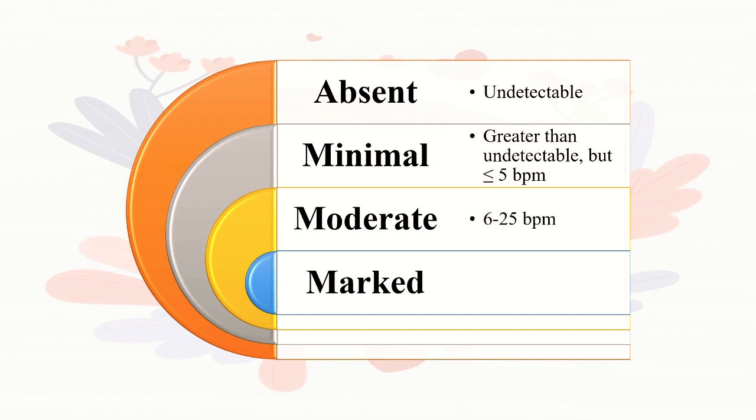Moderate when the fluctuation ranges between 6 to 25 beats per minute, and marked when the fluctuation is more than 25 beats per minute. Here, out of all these four categories, the moderate one is considered to be normal. So, if the variability ranges between 5 to 25, it is considered to be normal. Less than 5 is abnormal, and greater than 25 is also considered to be abnormal.